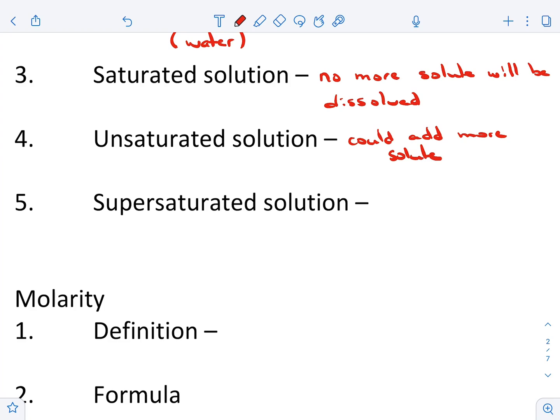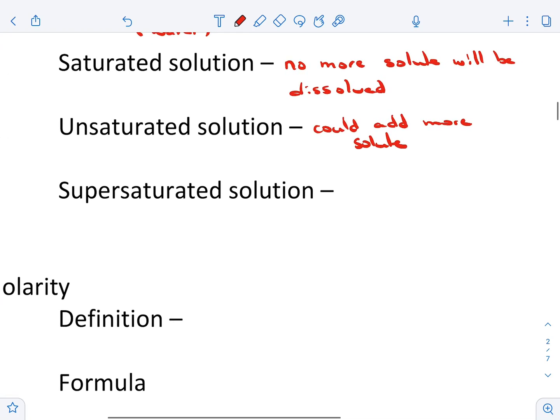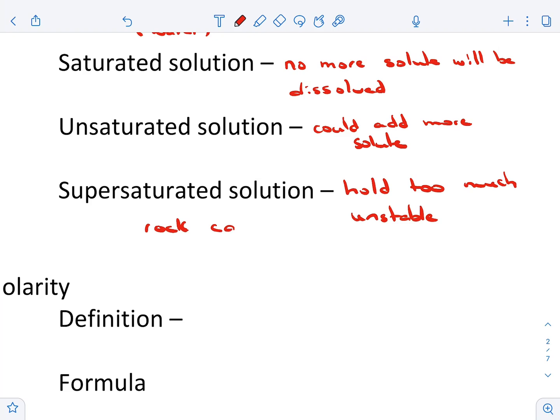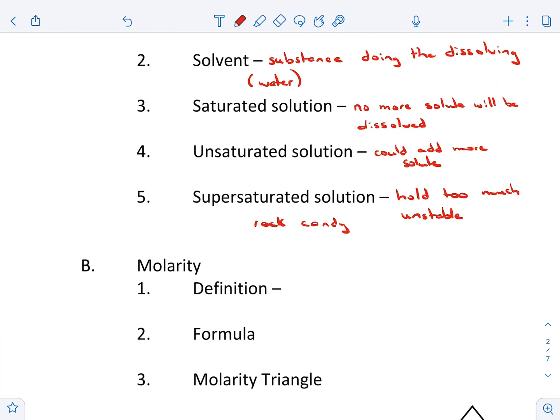All right. And last but not least, we have a supersaturated solution, and this is where we have too much. All right, we have made it unstable. What that means is we've added too much, maybe by heating it up. Rock candy is made in this manner. All right, we can make rock candy this way. And then they stick the stick in, and that's where all the sugar comes out onto the stick.